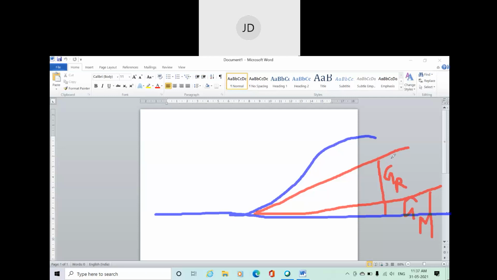What is the significance of ruling gradient? That means up to this ruling gradient, a train can move smoothly with the same engine power, okay. Now from this point of view, we can say over any slope higher than ruling gradient, a train cannot move with the same engine power, correct.